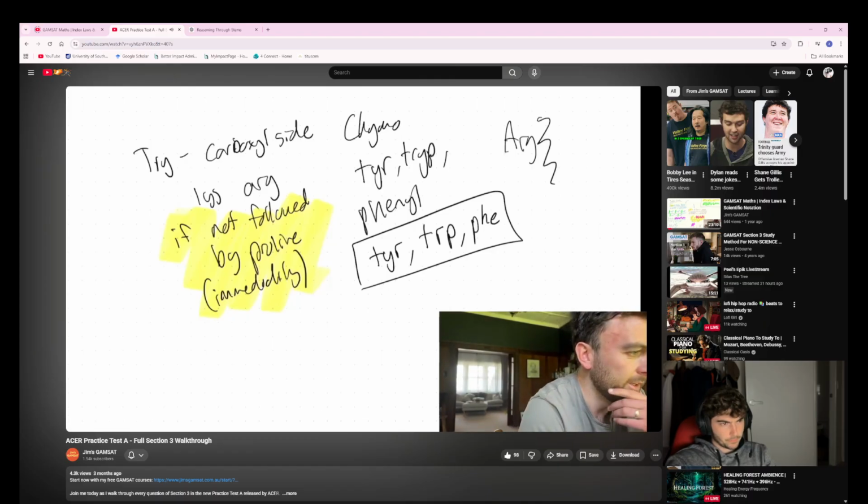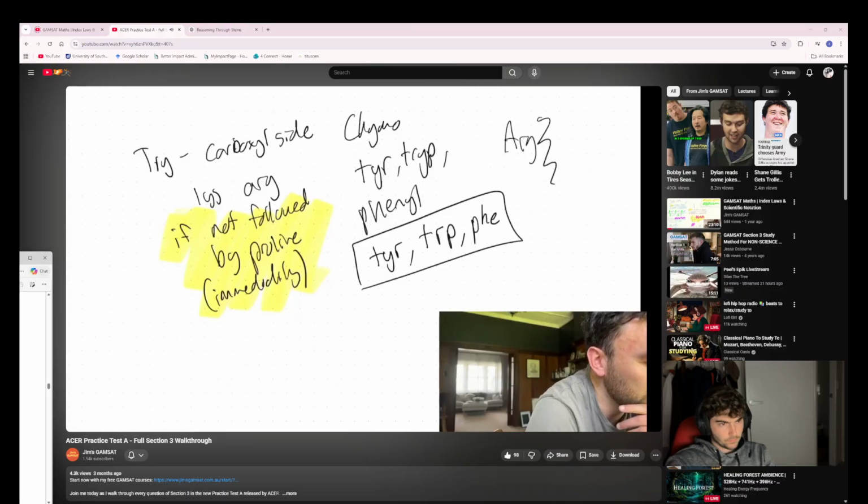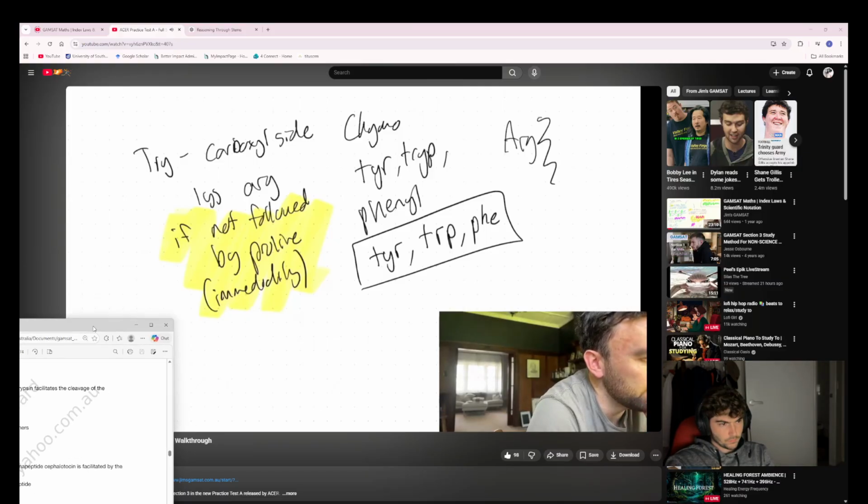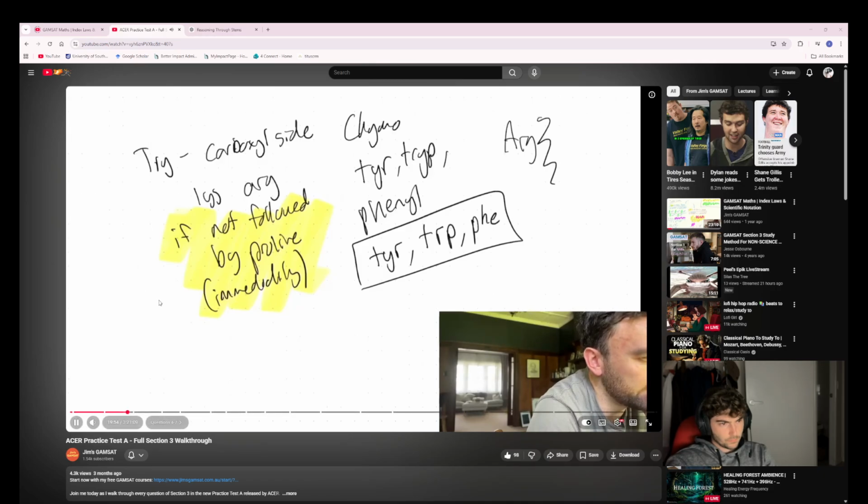I'll blame the dog. Okay, so suppose that for easier analysis, argipressin is to be broken into units no longer than tripeptides. To do this, trypsin, chymotrypsin, and one other enzyme are needed.